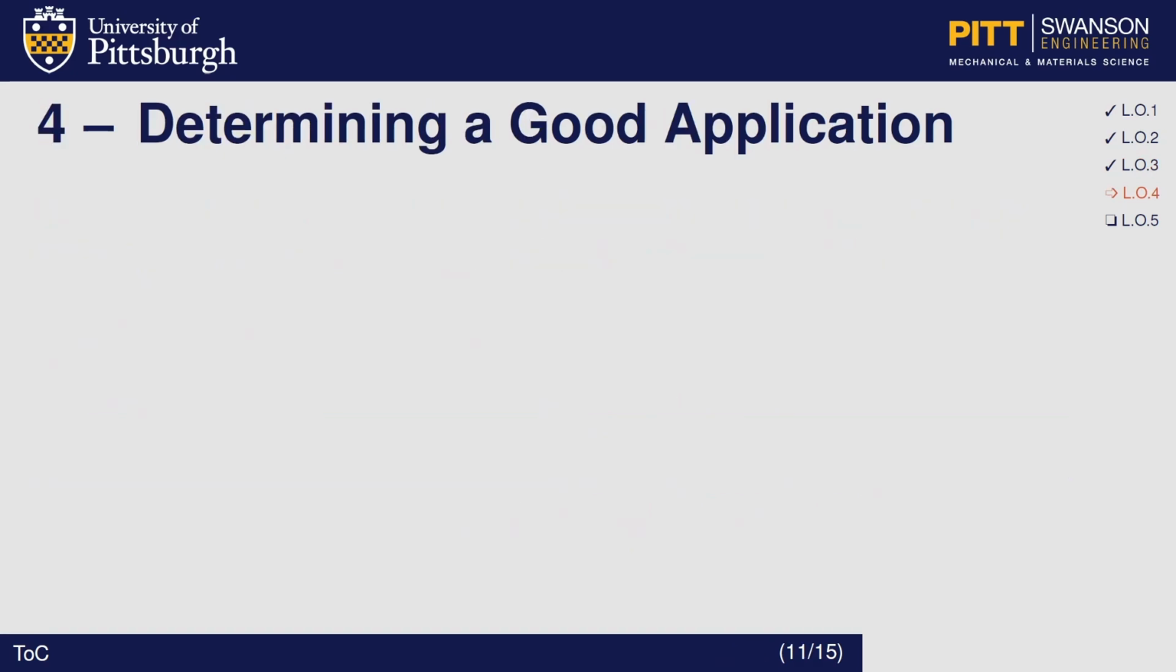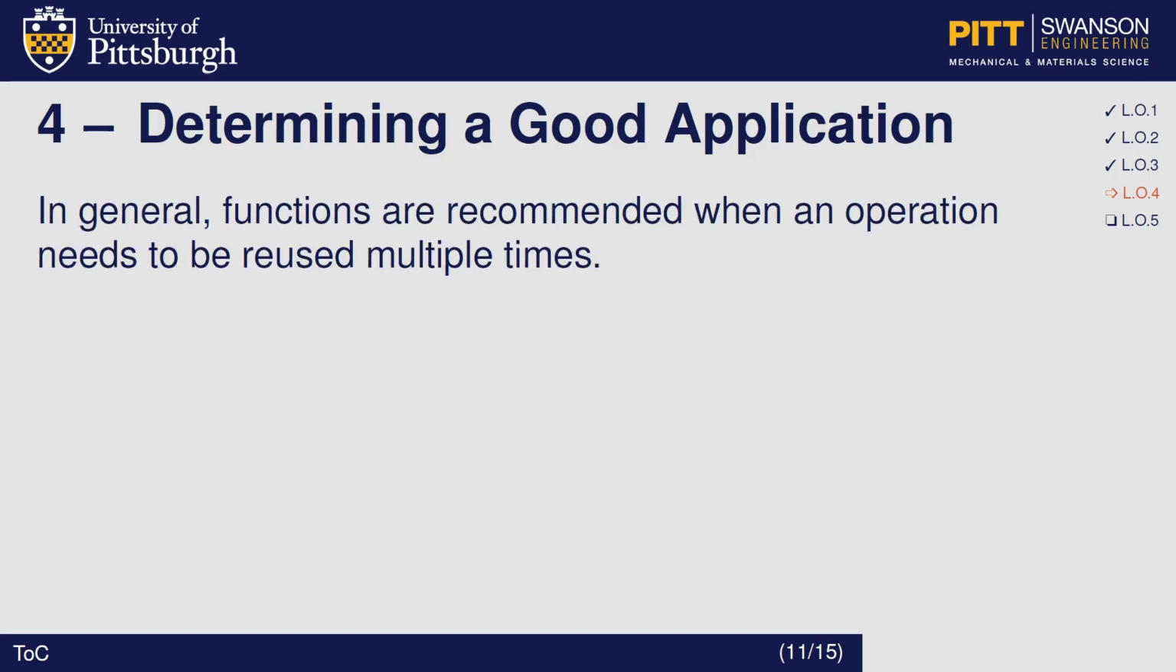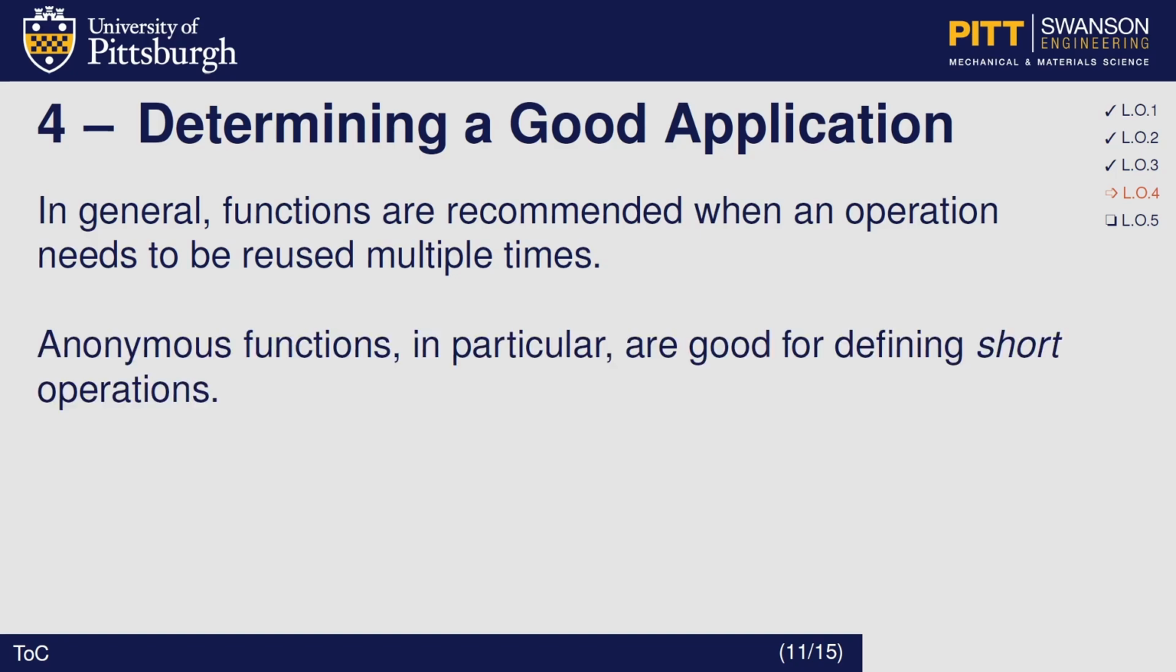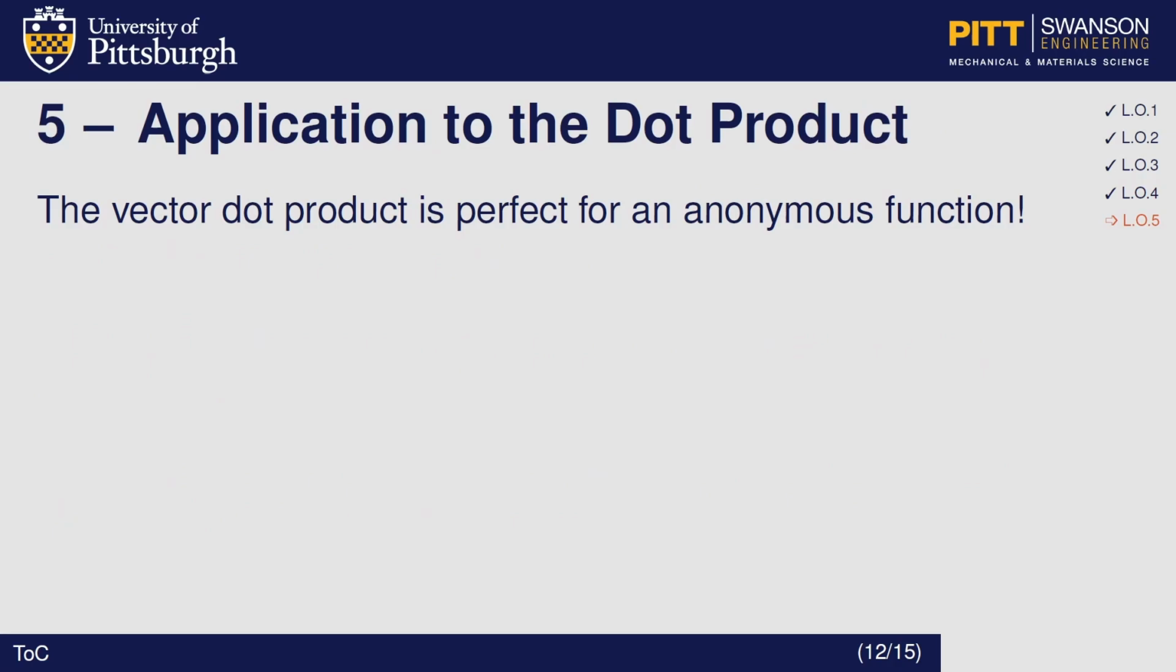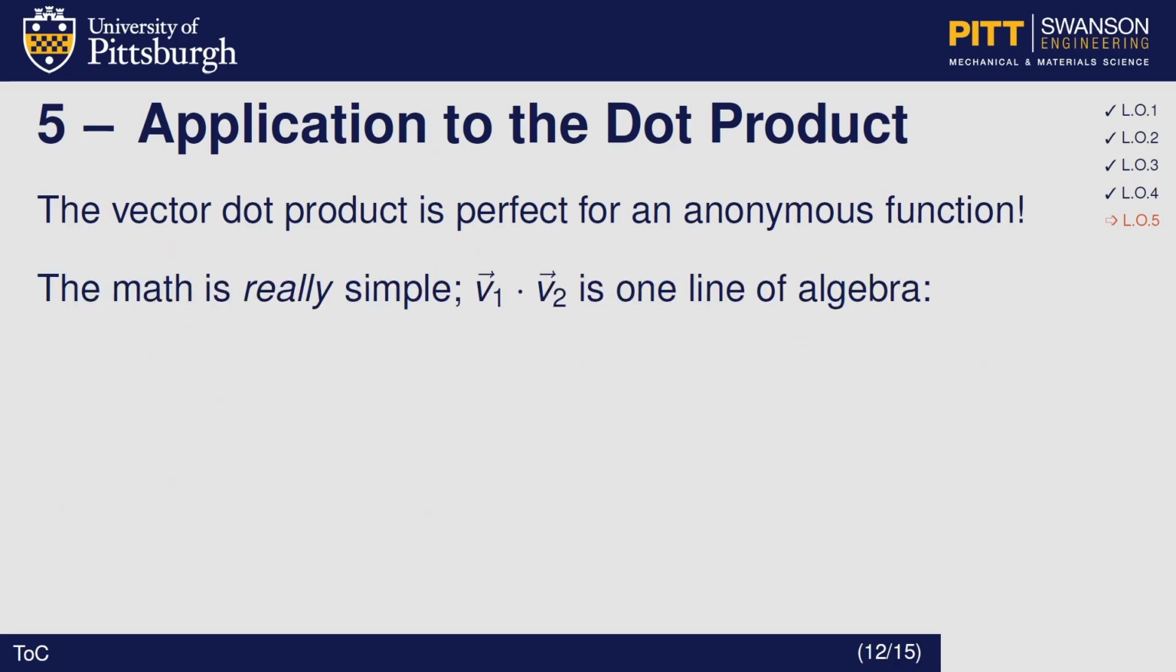So, what is a good application for anonymous functions? Well, in general, functions are recommended when an operation needs to be reused several times. And anonymous functions in particular are good for very short operations. And as we have seen, it is very simple to define one line of math that needs to be calculated repeatedly. This can help with avoiding mistakes by mistyping the operations if you choose not to write a function. The vector dot product is perfect for an anonymous function. The math for it is very simple. It's just one line of math where v1 dot v2 is equal to v1x times v2x plus v1y times v2y plus v1z times v2z.